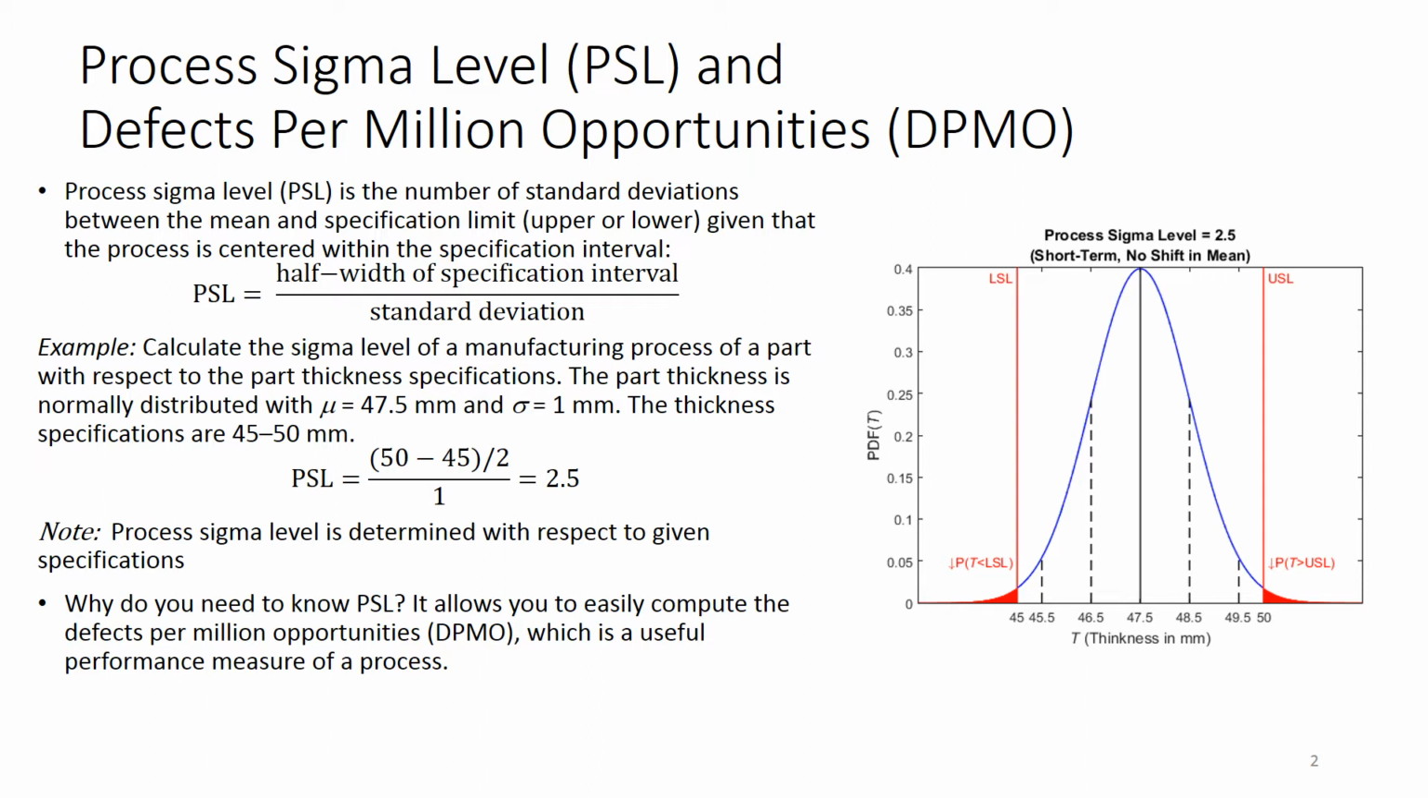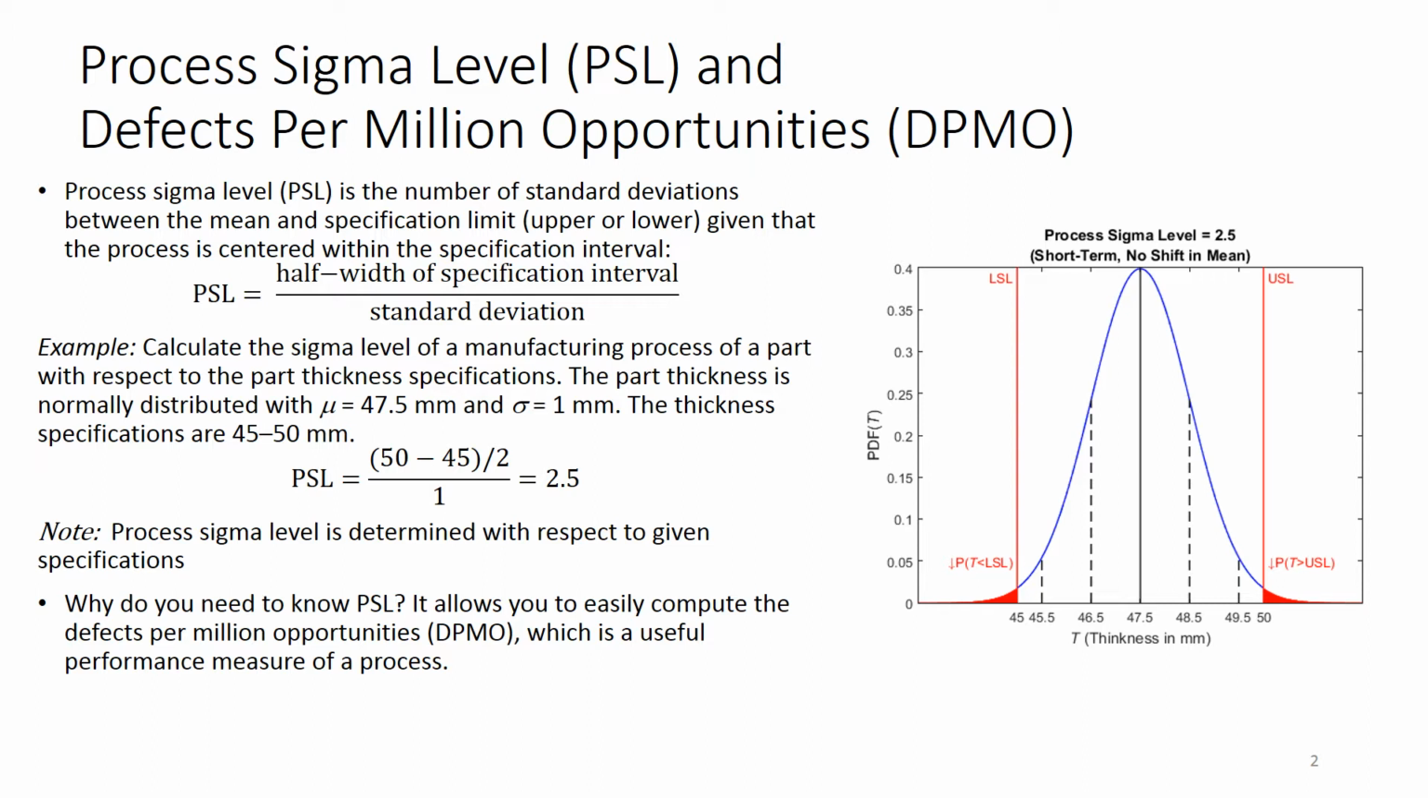The figure on the right depicts our process. You can see the normal probability curve for our random variable thickness. The black solid line marks the mean, the black dashed lines mark standard deviations, and red solid lines mark specification limits. You can also see that the distribution is centered within the specification interval.